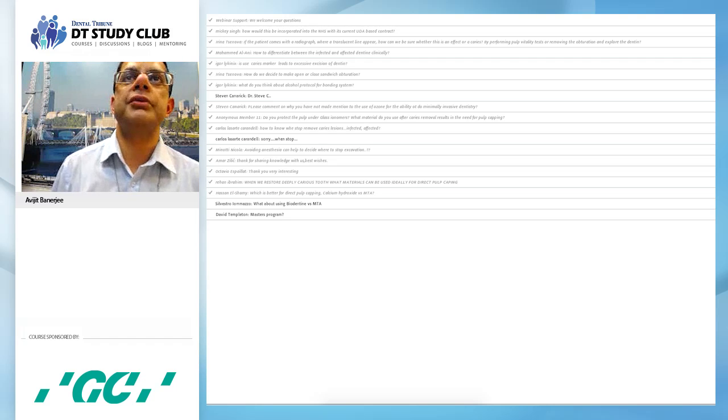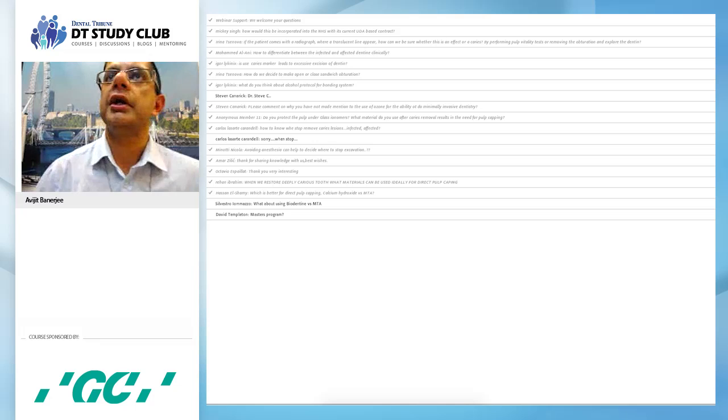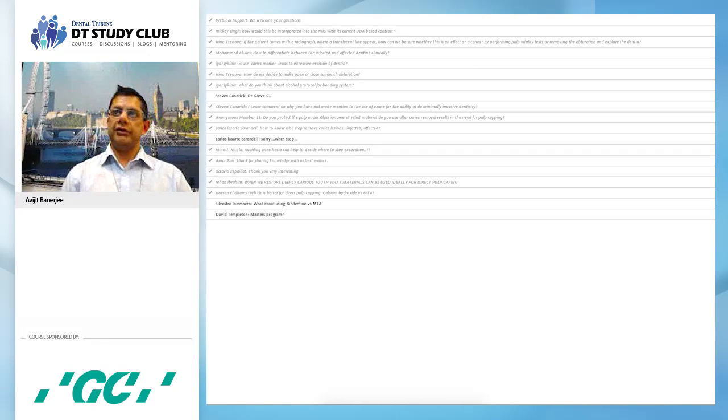If the patient comes in with a radiograph with a translucent line beneath the restoration, like I've been showing, how can we be sure whether this is a defect or it's caries? That's a really very important point. And I think what one has to do to answer that question would be to look at all the clinical aspects and the clinical examination.